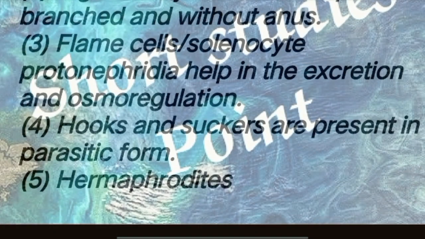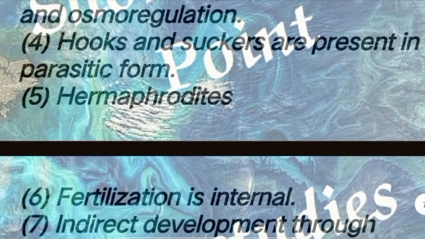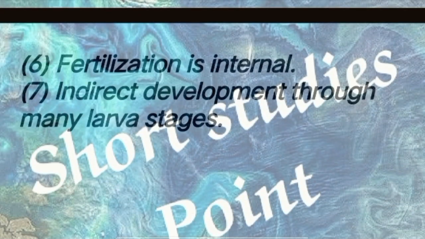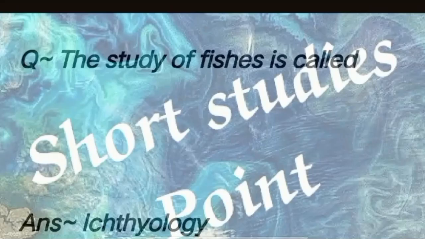And point 3, flame cells, solenocytes, protonephridia help in excretion and osmoregulation. And point 4, hooks and suckers are present in parasitic forms. And fifth, hermaphrodites. And sixth, fertilization is internal. And seventh, indirect development through many larval stages. Next question, the study of fishes is called, answer, ichthyology.